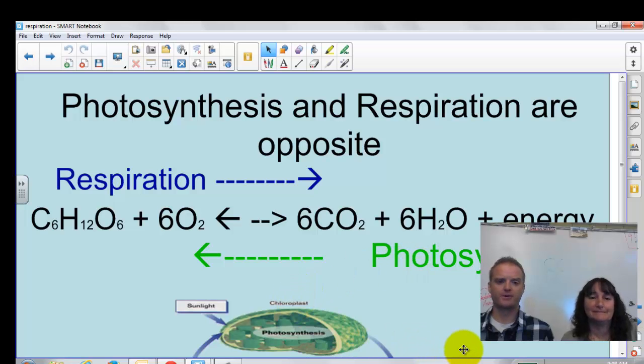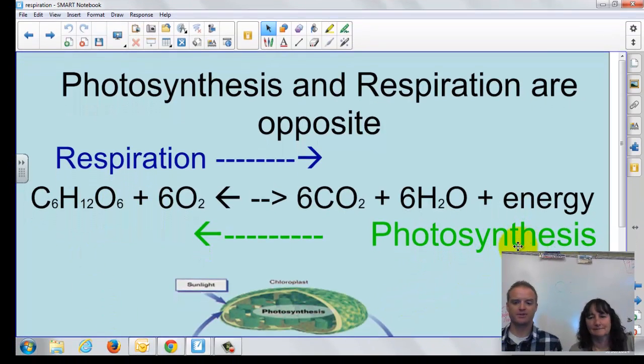So we can say that photosynthesis and respiration are opposite processes. So we have respiration, and the raw materials, that's on this side of the arrow, is the glucose and the oxygen. And that's actually the products of photosynthesis. So that's what photosynthesis makes, is oxygen and glucose. And so then for respiration, we take those in, we eat the food, we breathe in the oxygen, and then we produce the CO2 and the H2O, and that's what the plant needs to carry out photosynthesis.